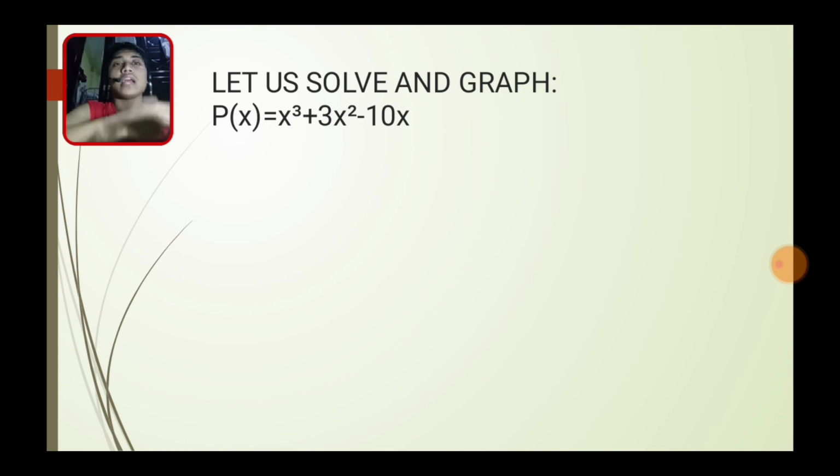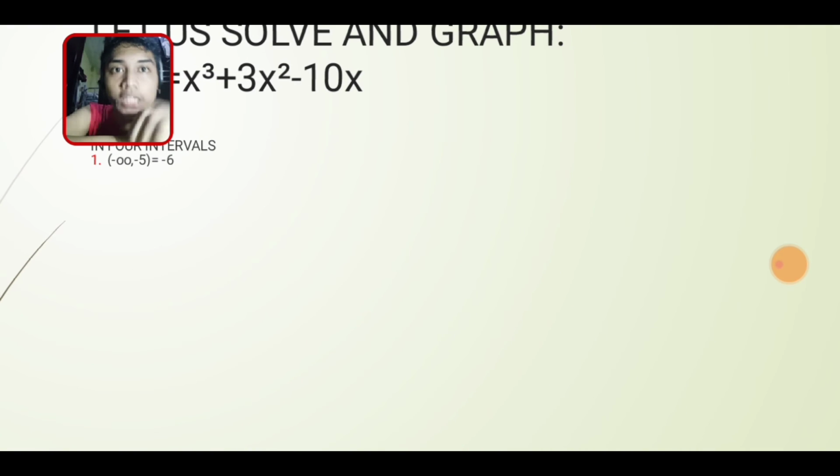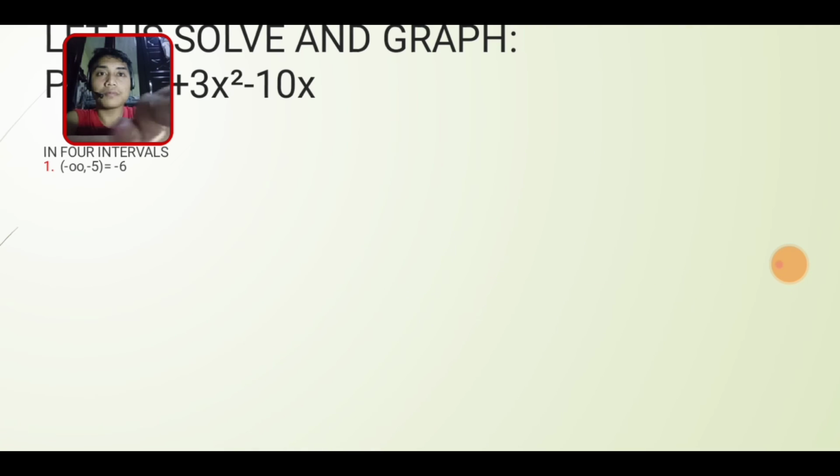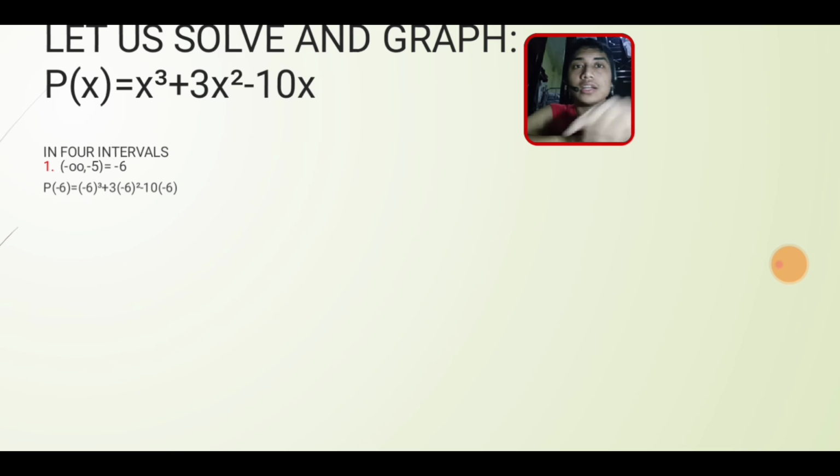So, yan, let us solve and graph again. So, yun lang inano natin by root. So, we have the 4 intervals. So, nabanggit natin. So, pinili ko dito is negative 6. So, we simplify that we've replaced all the x's to negative 6. No? So, ang lumabas is negative 48. So, negative 48 is less than 0. So, the negative 48 is negative. So, magsisimula tayo sa baba.